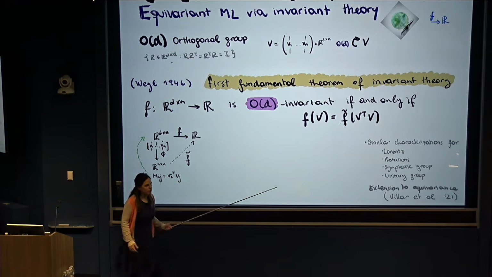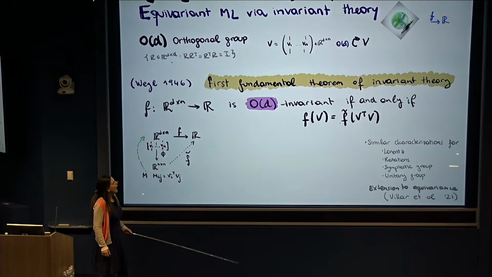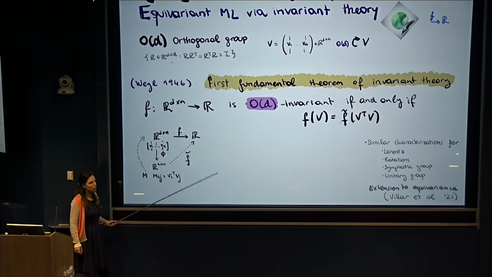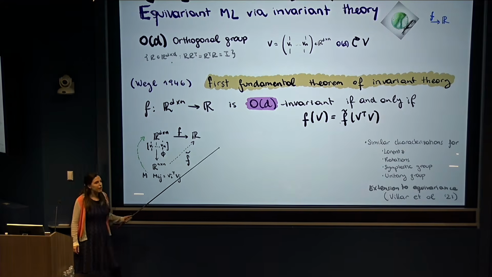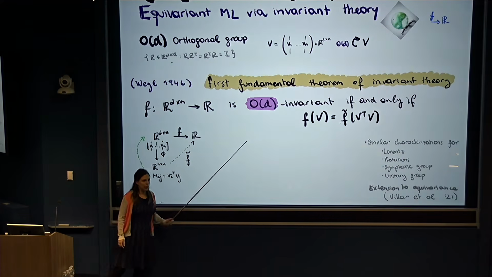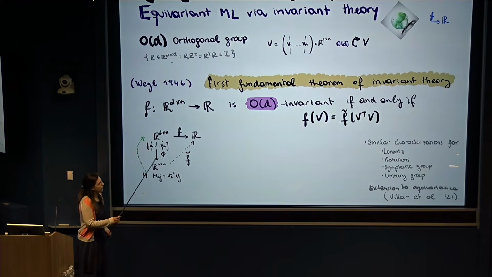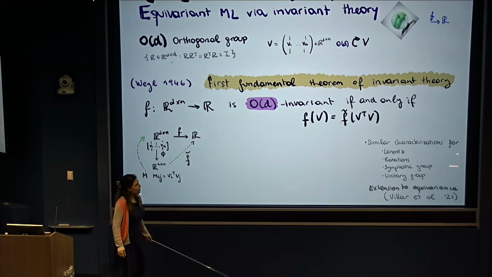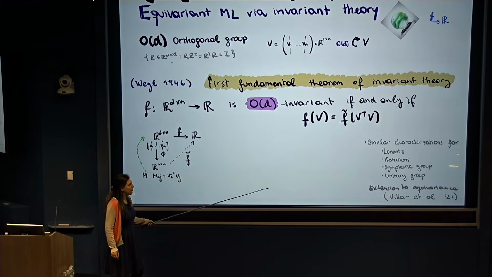How do I parameterize the functions that satisfy this property? This is a classically known question in invariant theory. The first fundamental theorem of invariant theory for O(d) tells you that a function is invariant with respect to O(d) if and only if you can write it in terms of the inner products of your input vectors. That gives you a precise characterization of all the invariant functions for this group action, and you can have similar characterizations for other groups.